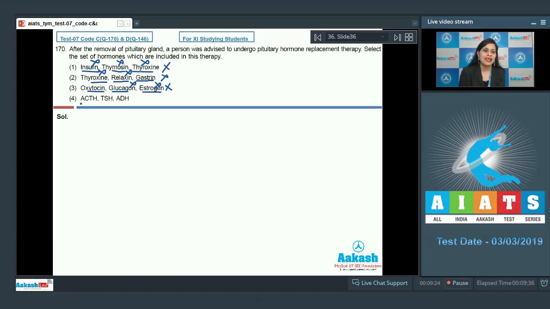The last option is ACTH, TSH, and ADH, and this is a correct option and is a correct answer to our question because these set of hormones are secreted from pituitary gland. ACTH or adrenocorticotropic hormone, TSH thyroid stimulating hormone, ADH antidiuretic hormone or vasopressin are pituitary gland hormones. So the correct answer to this question is option number 4. Let's discuss our next question.